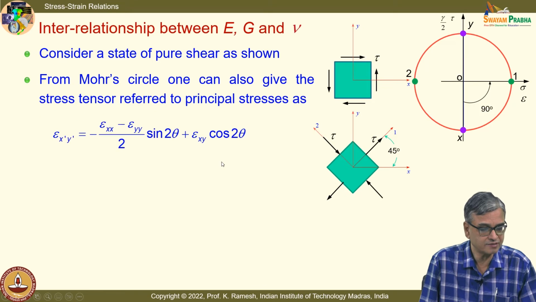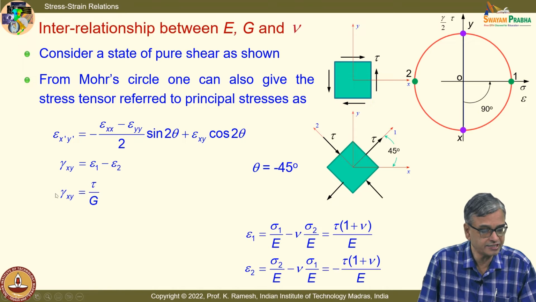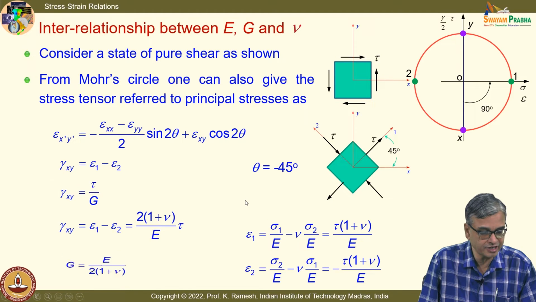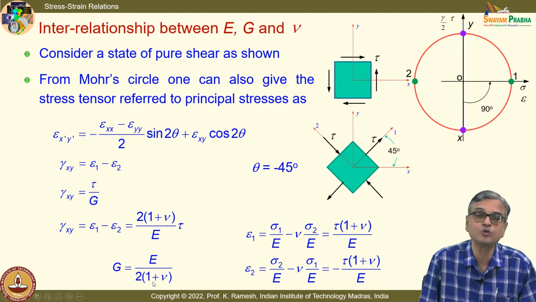So, you have this from the strain transformation law, and you have the definition of gamma xy based on stress transformation and also this Mohr circle of strain. You can simply write this as epsilon 1 minus epsilon 2, and from your stress strain relation I have gamma xy is tau by G. And when you look at it from your understanding of principal stress and strain, I can write out independently epsilon 1 and epsilon 2. When I substitute it back, I get a very interesting relation, G equal to E by 2 into 1 plus nu.